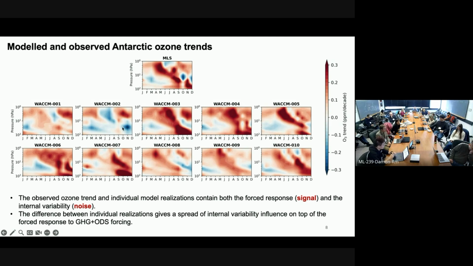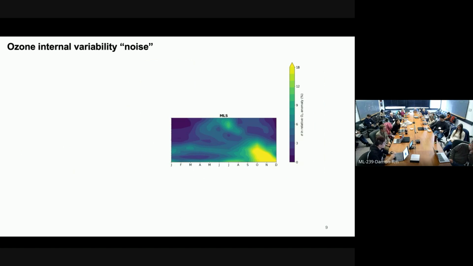And this indicates that we have to take into account both the signal and the noise to look at these observed ozone trends to see whether they are significant or not. But before that, I want to first verify whether this WACCM is capable of simulating the realistic observed ozone variability.